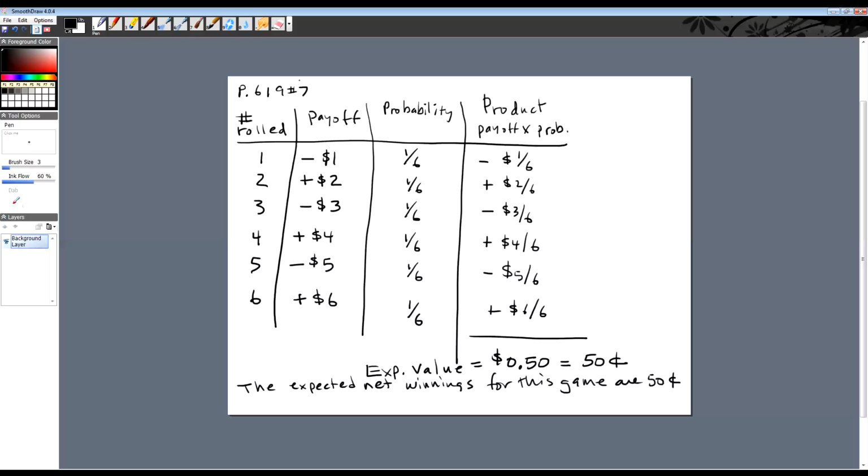Now, number 8 says, is this game fair or unfair against the player or unfair in favor of the player? This game is actually unfair in favor of the player since the expected value is greater than $0 for the player. Think about that. This game is unfair, but it's in favor of the player since the expected value is greater than 0. If the expected value were 0, then it would be a totally fair game.